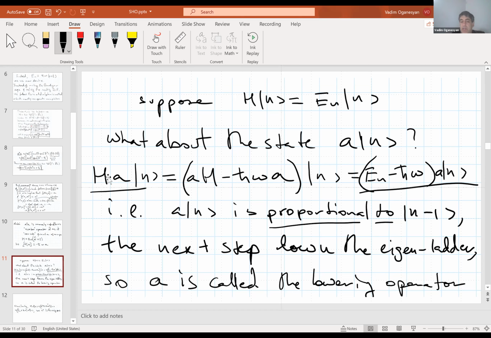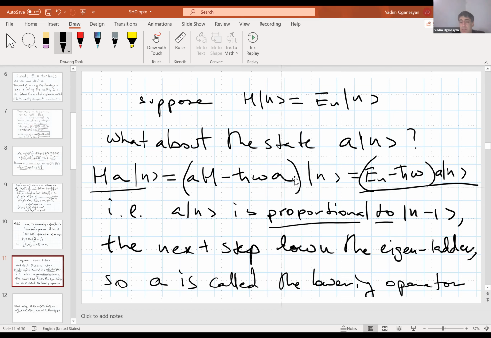The commutator of H with A is HA minus AH. So that means that we can replace HA with AH plus the commutator. But the commutator of H with A was minus h bar omega A. So that tells you that no matter what the state n is, HA is equal to AH minus h bar omega A. So this just follows from the commutator.